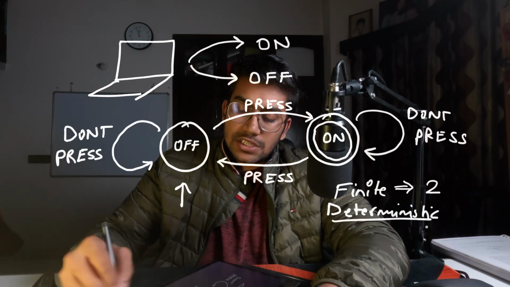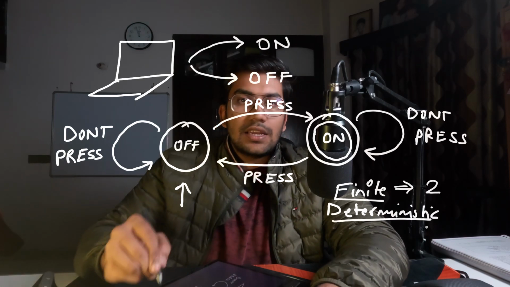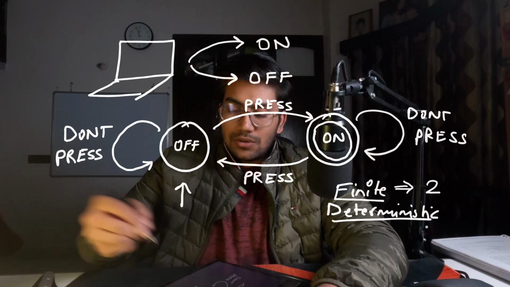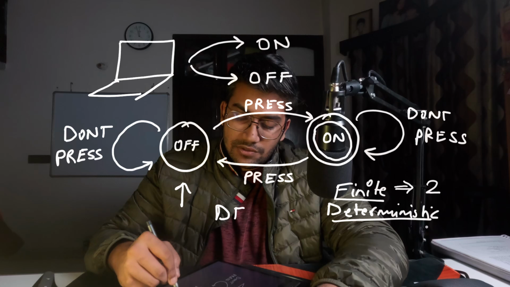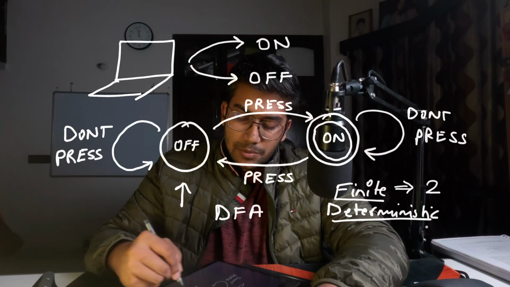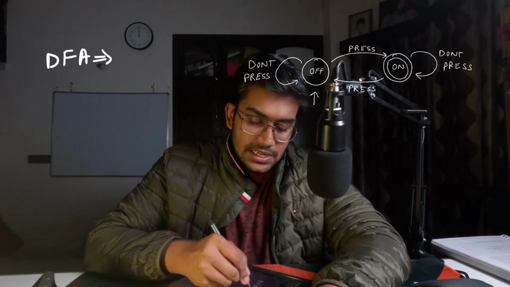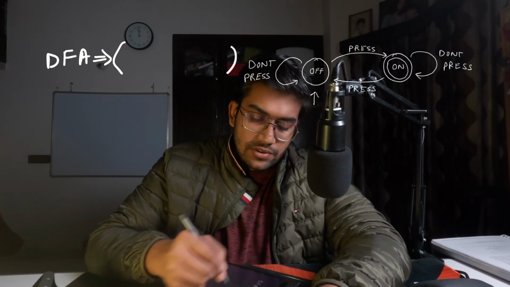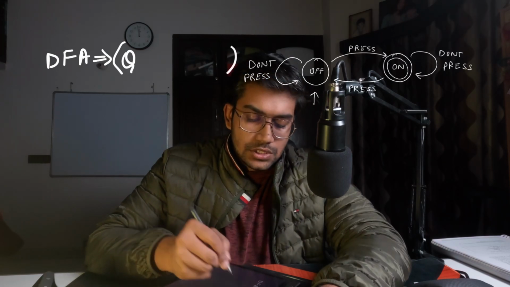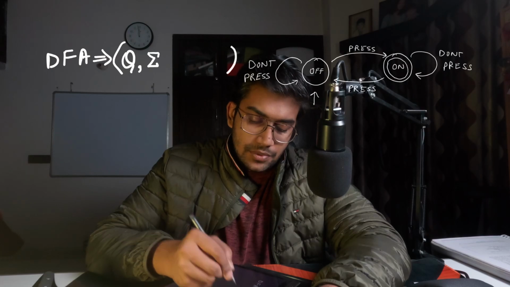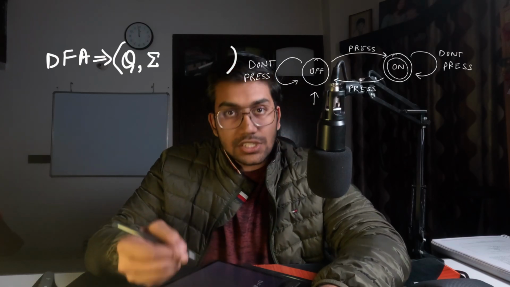So it's deterministic, it's finite, and automata is another word for machine. So it's a deterministic finite state automata, DFA. Now how would you define this mathematically? So a DFA mathematically is represented by a 5 tuple. First is the Q, the set of all states. Second is the sigma, or the alphabets or the actions that you're going to take.